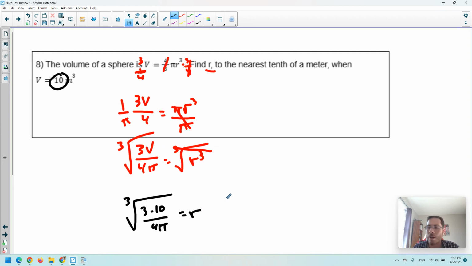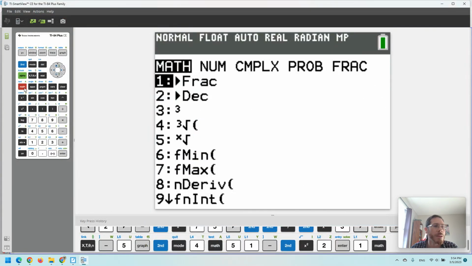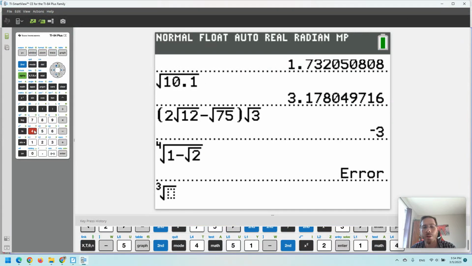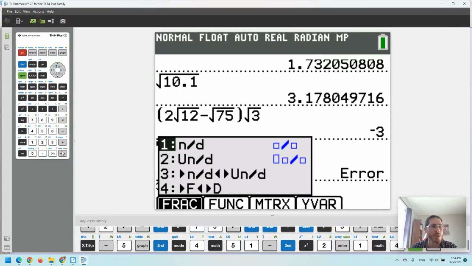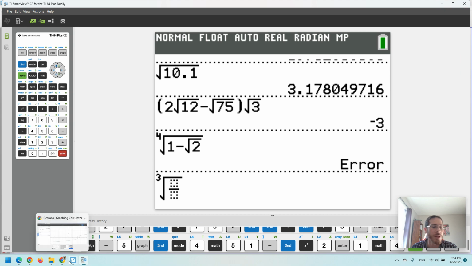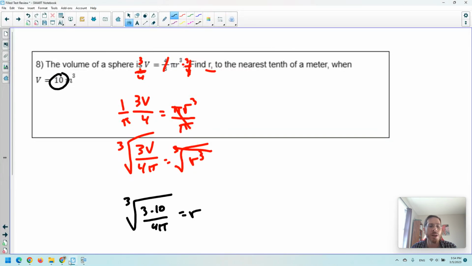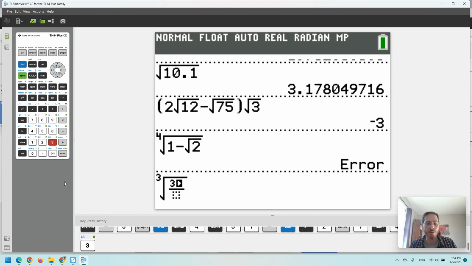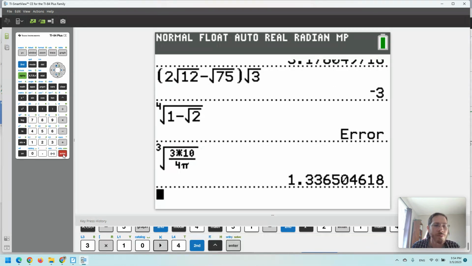And this doesn't look like it's going to come out nice, so this is one where we're just going to throw it to the calculator and see what the calculator gives us. So with cube roots, this time I'm going to use the dedicated cube root button. It's kind of nice. And we want a fraction. That is 3 times 10 over 4 pi. So 3 times 10 over 4, and pi is right here.